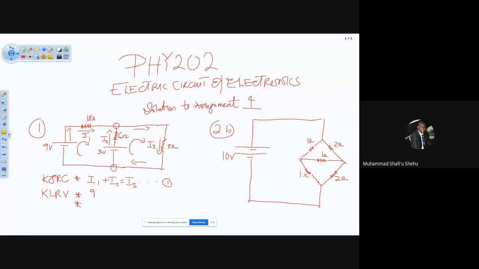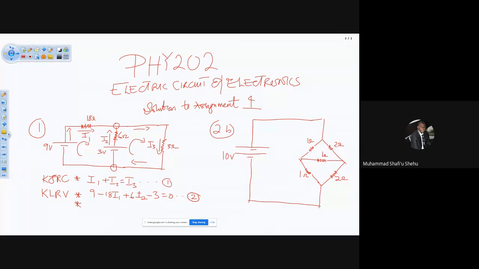Positive 9, and then we have negative 18 I1, and then we have positive 6 I2 minus 3, the other voltage, all equal to 0. That would be our equation 2. Remember, we're starting from this, and the current is coming from what? The positive terminal. So we have positive 9.